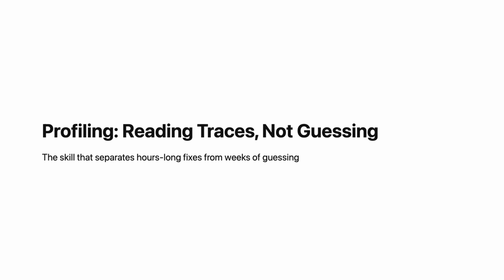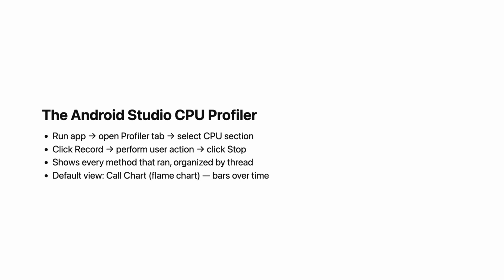To use it, run your app on a device or emulator, open the Profiler tab in Android Studio, select your app's process, and click on the CPU section. You will see a timeline. When you are ready to investigate, click Record, perform the user action you want to analyze, then click Stop. Android Studio will show you a trace.